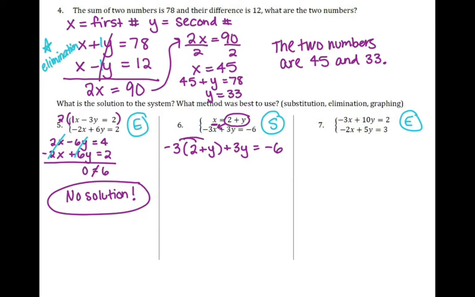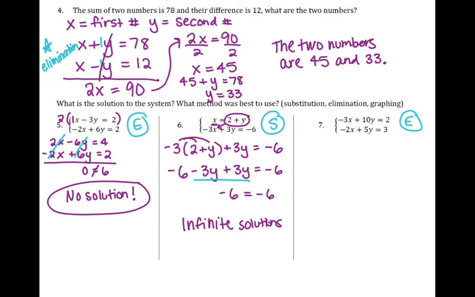From here, I'm going to distribute, that gives me negative 6 minus 3y plus 3y equals negative 6. I can combine my like terms. Negative 3y plus 3y, well, that cancels out again. So I have negative 6 equals negative 6. That is actually a true statement, which means we have infinite solutions. So if you were to graph these two lines, they would end up being the same exact line stacked right on top of each other. So there's an infinite amount of intersection points between those two.